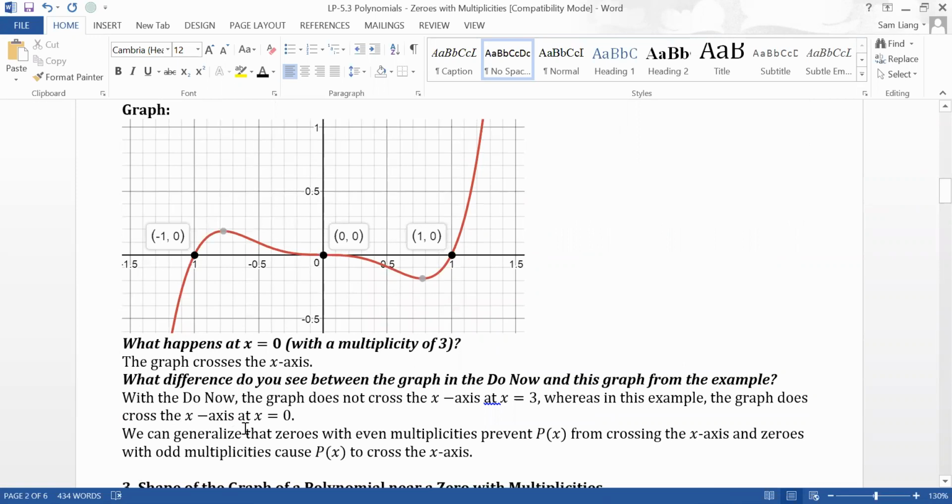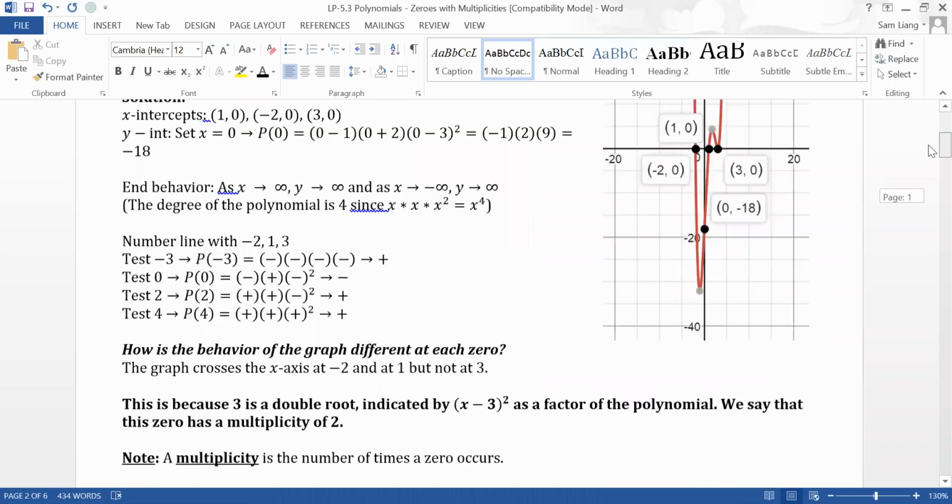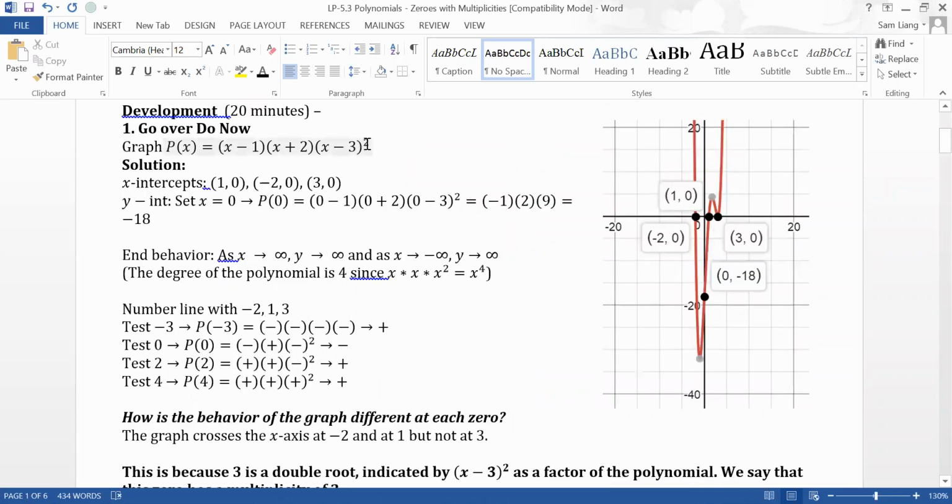So we can generalize that zeros with even multiplicities prevent p of x from crossing the x-axis, and zeros with odd multiplicities cause p of x to cross the x-axis. All right, there's a lot there. Let me repeat that. Zeros with even multiplicities, as in the do now, it was x minus 3 squared. So this squared, 2, is an even number. So it prevents the graph from crossing the x-axis.